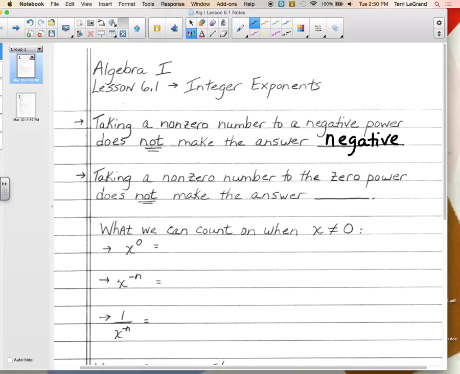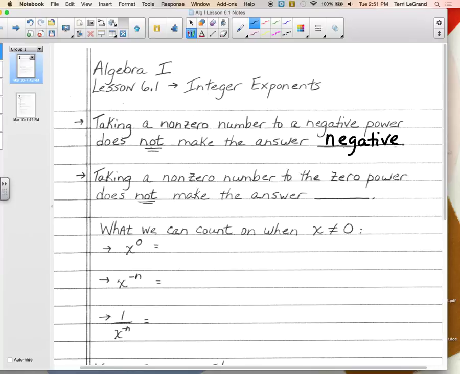What's 2 to the 4th power? Anybody know? I think it's 16. 2 times 2 times 2 times 2. I think it's 16, right? What's 2 to the 3rd power? 8. What's 2 to the 2nd power? 4. What's 2 to the 1st power? 2. What happens every time?